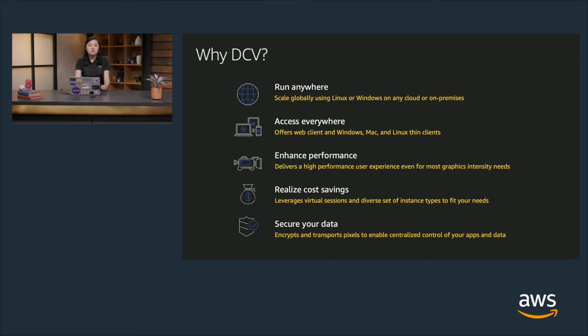If you choose to use NICE DCV on AWS with Amazon EC2 instances, then you can take advantage of AWS's 69 availability zones within 22 regions all around the world, enabling your service or application to truly scale globally.